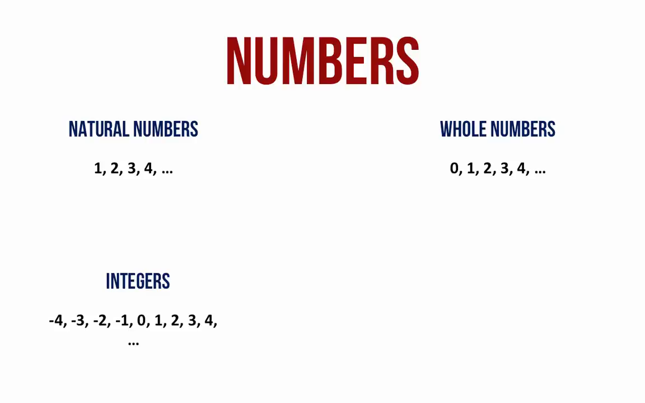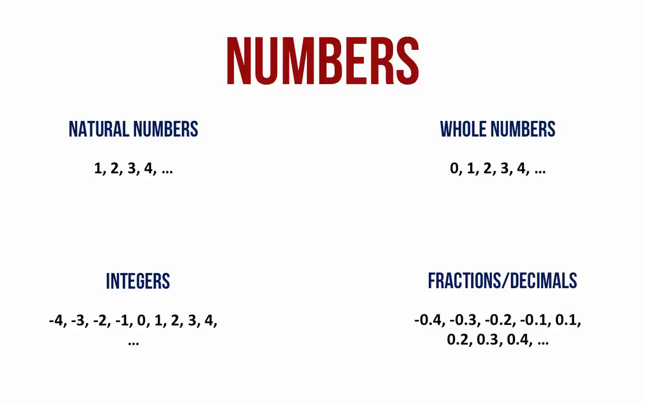Integers. -4, -2, 1, 3, etc. are integers. Negative numbers, 0 and positive numbers are part of integers. Fractions or decimals. Numbers that lie between integers are called fractions or decimals. For example, -0.4, -0.2, 0.1, 0.4, etc.